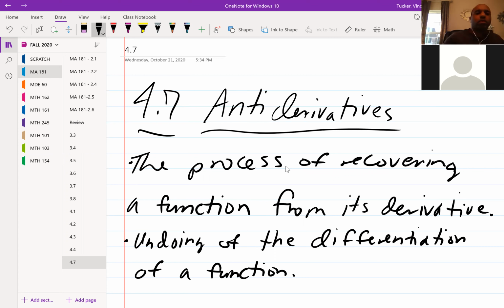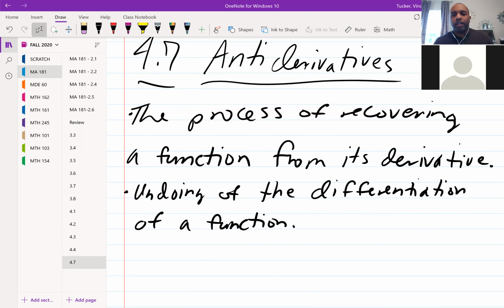All right, so 4.7 antiderivatives. Antidifferentiation is the process of recovering a function from its derivative, or you can look at it as being the undoing of the differentiation of a function.